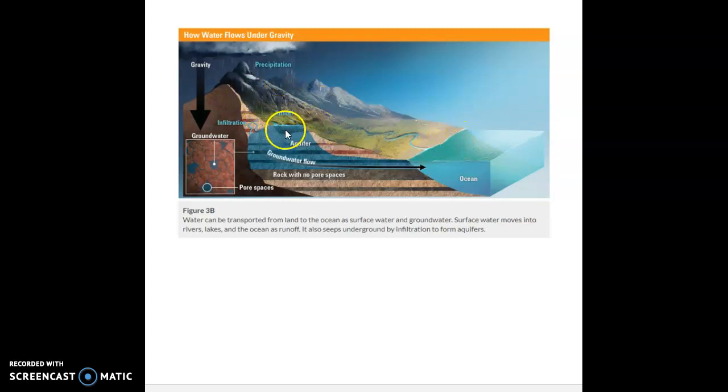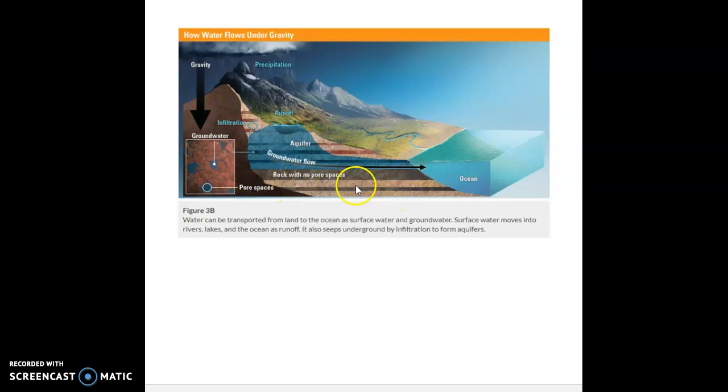And then we also see it forming into a lake. And so this is a cross section, and they're not labeling it, but this is a little lake at the base of this mountain. And we're also seeing infiltration, so it's going into the ground and accumulating in this groundwater, this aquifer, and that eventually makes its way to the ocean as well.